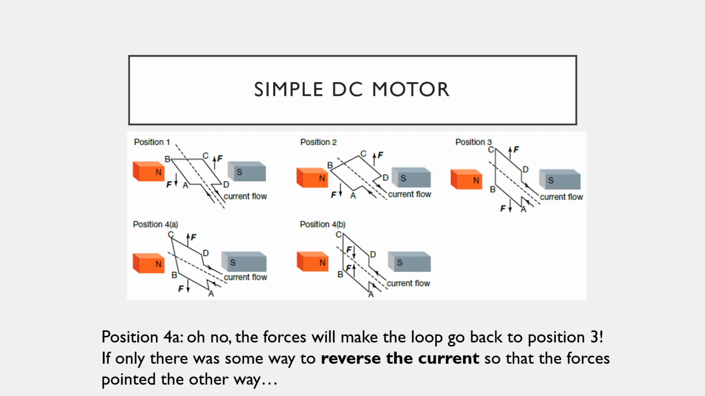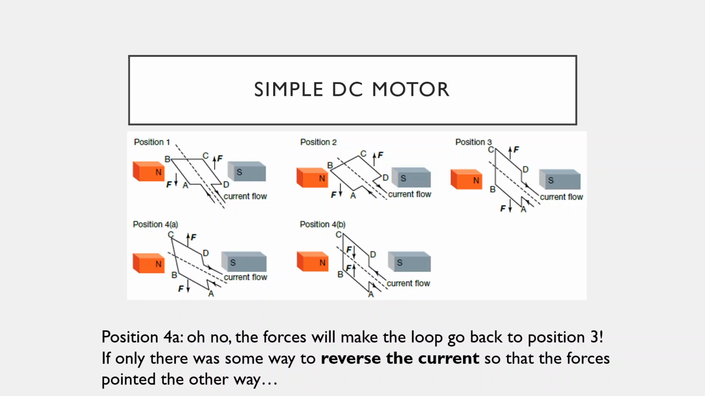Now, in order to avoid this happening, what would be really good is if, once it swings past position 3 into position 4A, we could switch the current, reverse the current, make it point the other way so that your forces point in the opposite direction, allowing it to continue rotating. One way we could do that is to reverse the current. Another way we could do it is to reverse the magnetic field, but that's a little bit impractical.